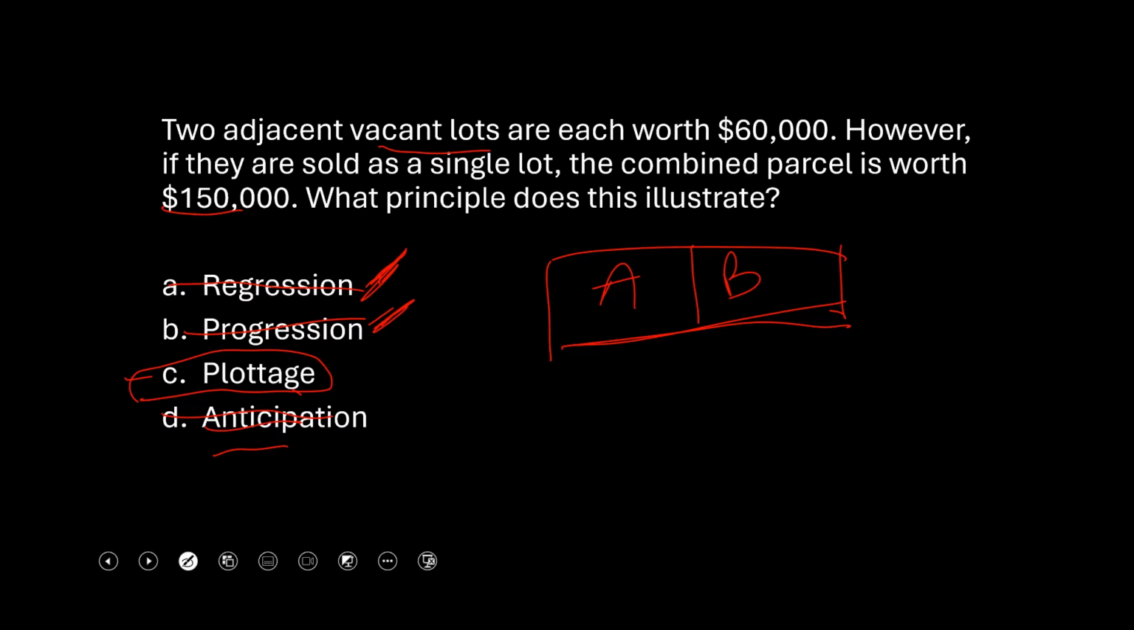Now, with plottage, think about the word a plot, like a plot of land, right? So here we're talking about vacant lots, vacant plots of land. With plottage, it is estimated, maybe that's the word I could use, that combining two single lots and selling them for more is better than separating them and selling them for less. Or essentially the principle that when you combine land, it's worth more than when you separate them and sell them individually. So that is plottage, and that is the right answer here.